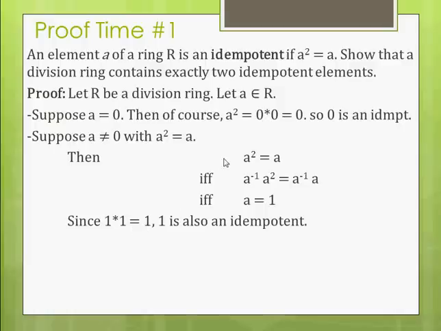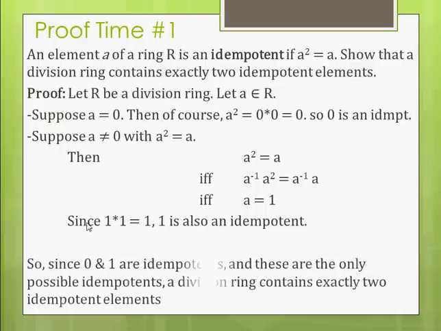It's kind of like uniqueness and existence, which is kind of cool. Don't forget this detail. That's what math's about. Alright, so to wrap this proof up, since 0 and 1 are idempotents, and these are the only possible idempotents, a division ring contains exactly 2 idempotents.